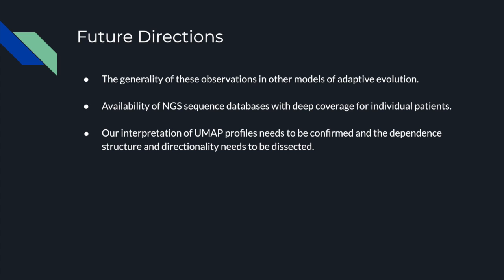This will be greatly facilitated by the availability of NGS sequence databases with deep coverage for individual patients. Also, our interpretation of UMAP profiles, that they represent a network of mutually dependent mutations, needs to be confirmed, and the dependent structure and directionality of that needs to be dissected. This can be done through a combination of directed evolution and targeted mutagenesis approaches.